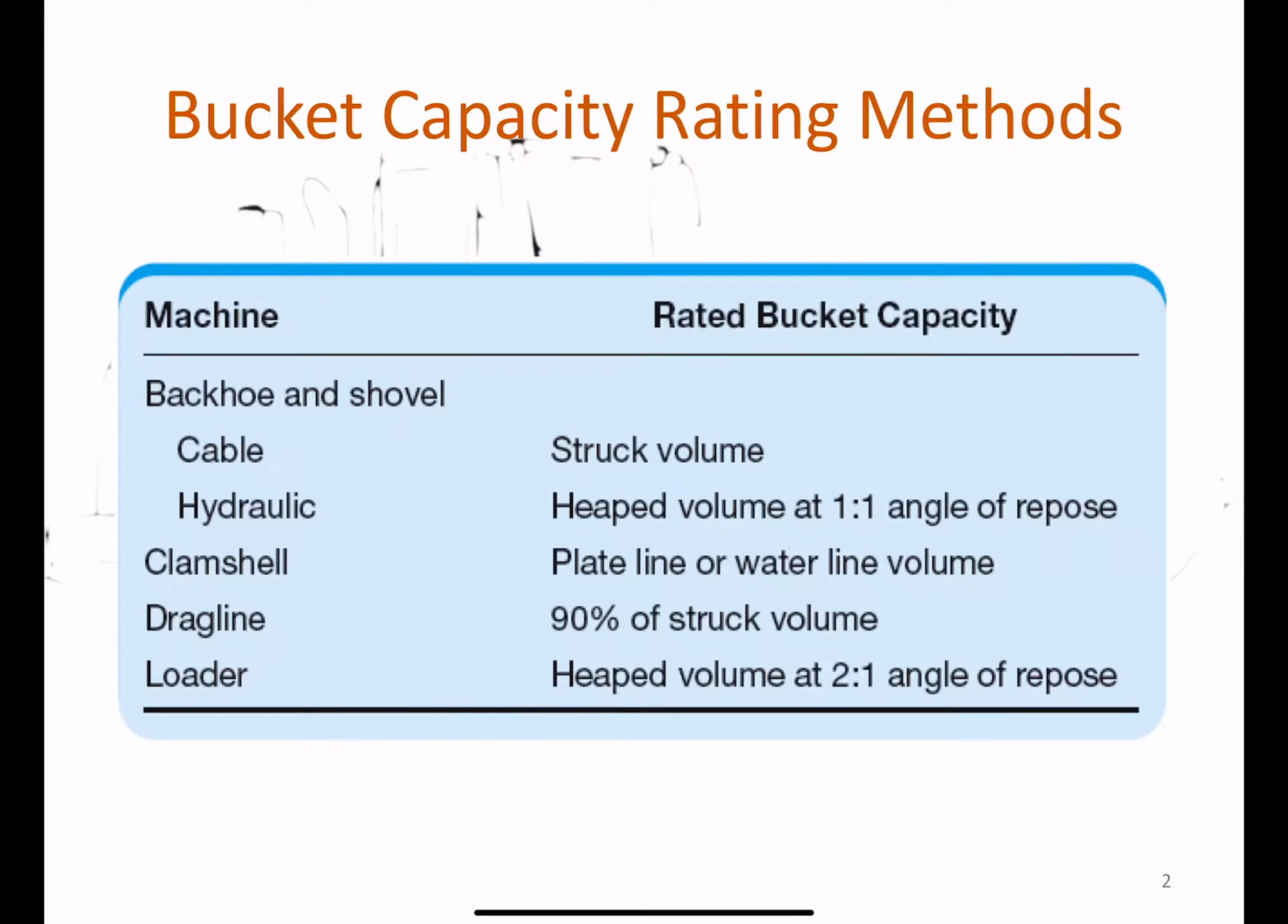In real life, in order to have the most accurate estimate of the bucket load, we normally use the heap bucket volume, VR, but we have to multiply it by the bucket fill factor to consider the loose material, etc. In that case, the volume will be measured in loose cubic yards, for example. And if you don't recall what a loose cubic yard is, go back to lesson number 1.